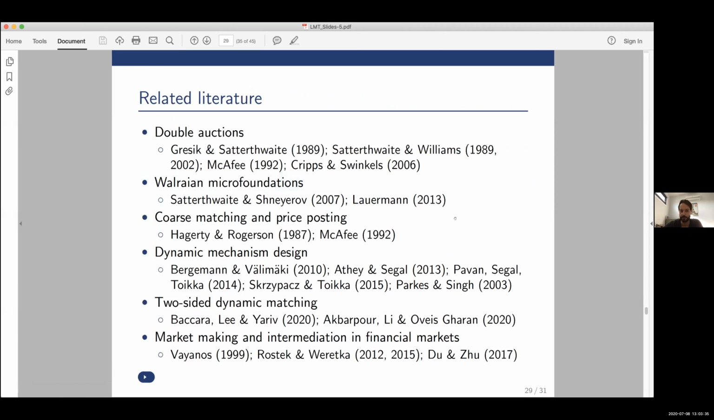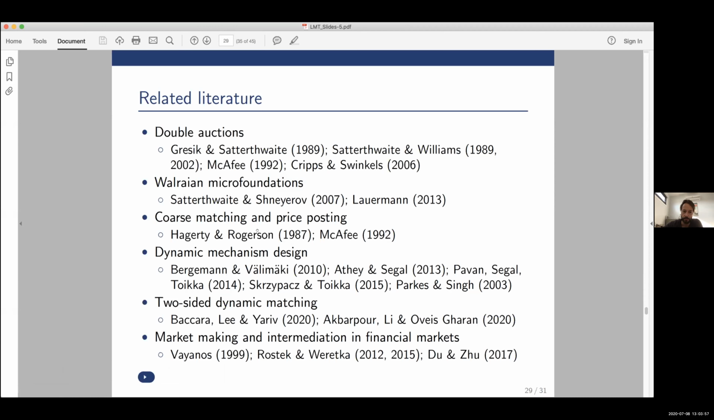Okay, as mentioned, here's the detailed literature review. If you don't see your paper, send me an email. So yeah, there's a large double auctions literature. I think I made pretty clear how the paper connects to that. Talked about the valuation microfoundations.